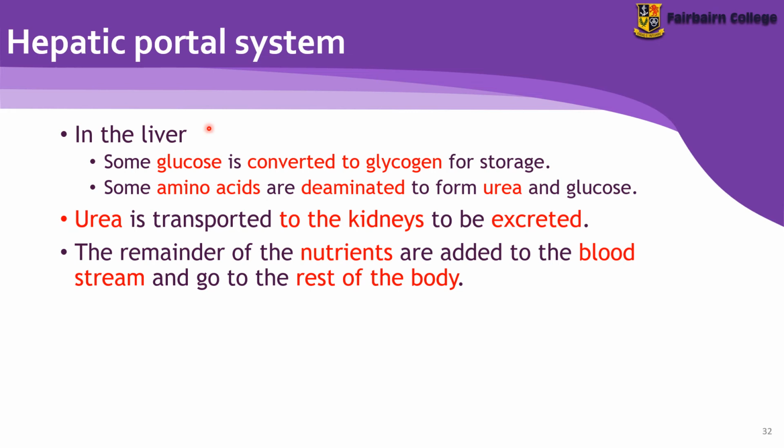The purpose of the liver in the hepatic portal system that relates to the digestive system is twofold. Firstly, it converts excess glucose into glycogen to store for later, as an excess amount of glucose in the blood is problematic for humans. Secondly, it converts excess amino acids into urea and glucose through the process of deamination. Urea, however, is a waste product that needs to be excreted, so the urea will be transported to the kidneys to be excreted later. The remainder of the nutrients is added to the blood and then is transported to the rest of the body.